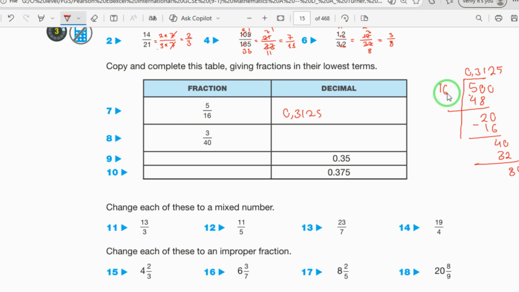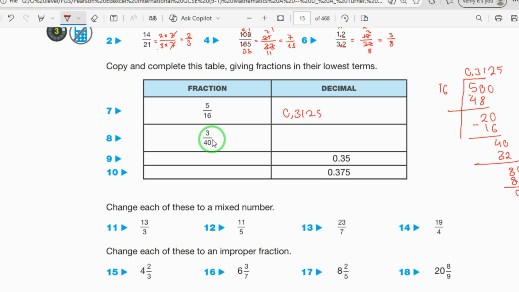5 times 6 is 30. We write 0 and we have 3. 5 times 1 is 5. We add 3, becomes 8. So the remainder is 0. The answer is 0.3125. The same here we have in the next question.